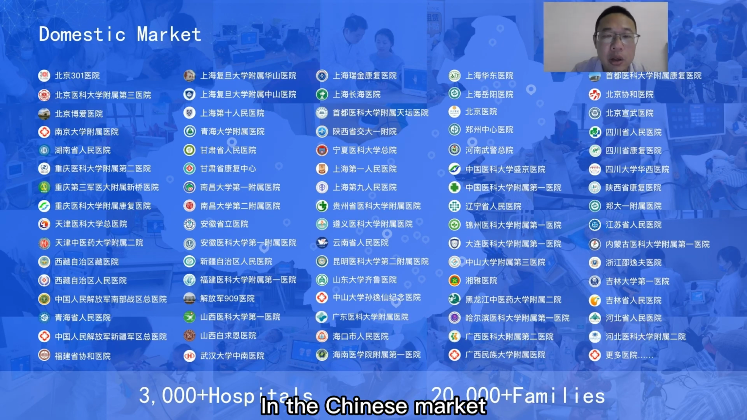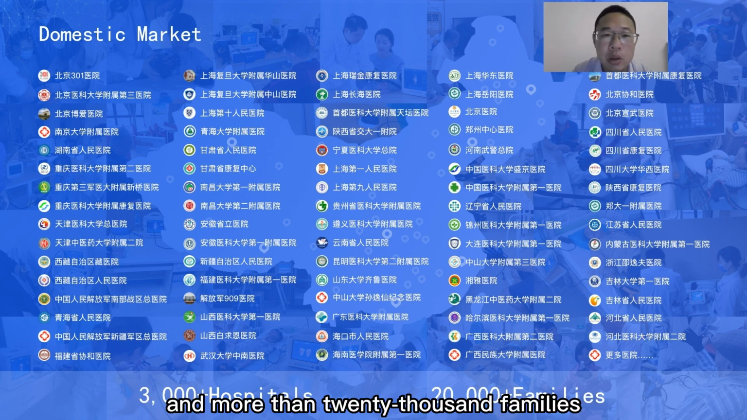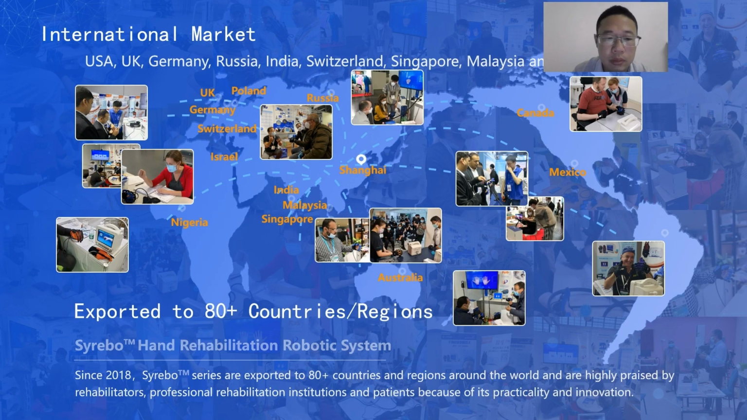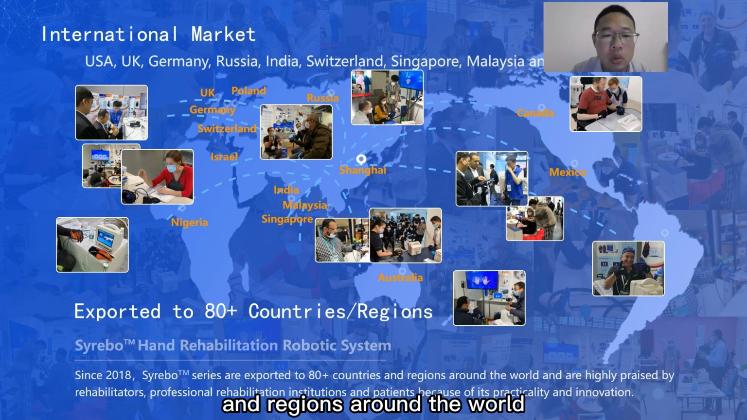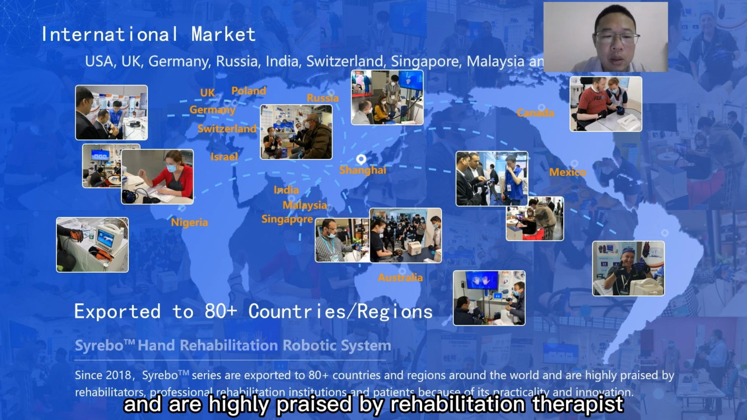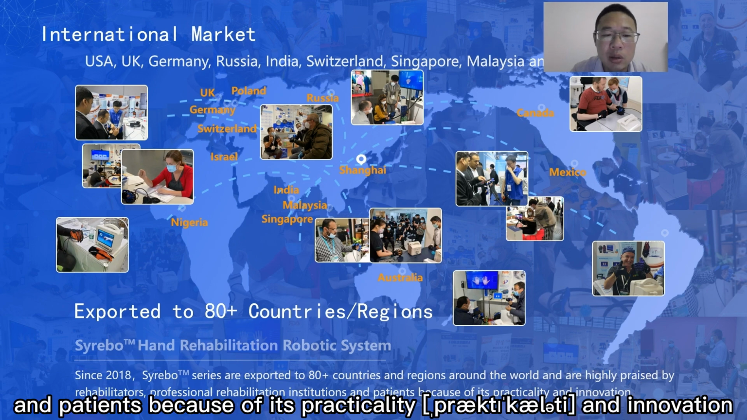In the Chinese market, our products have covered more than 3,000 hospitals and more than 20,000 families. Since 2018, this product series has been exported to more than 80 countries and regions around the world and is highly prized by rehabilitation therapists, professional rehabilitation institutions, and patients because of its practicality and innovation.